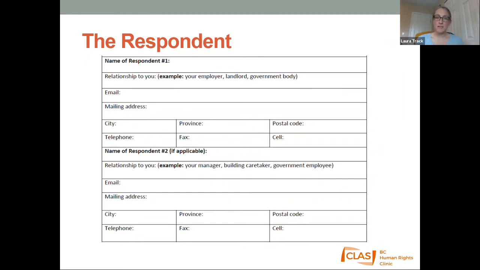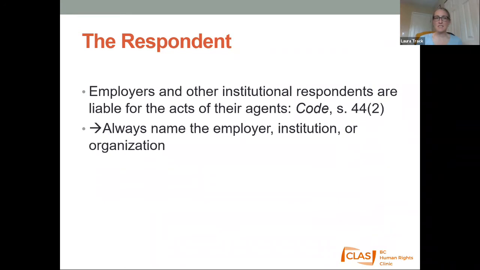Who is the respondent? This is who the complaint is against. This is the next question that you have to answer on the complaint form. You have to say who the complaint is against. And in most cases, the respondent is the business, the organization, the institution where the discrimination took place. If your complaint relates to discrimination in your job, you always want to make sure you name your employer, the company that you work for, because they are ultimately responsible for the discrimination.